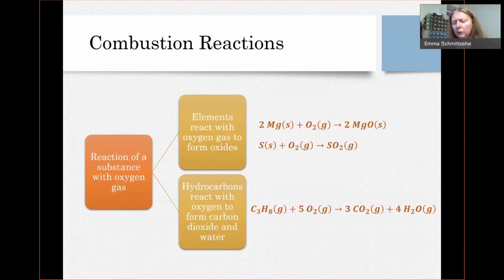Now you could have a more complicated scenario. You could have where it doesn't react completely, so you get some carbon monoxide, or you could have other elements in your organic compound that then form additional products. Okay, but this is the basic type of combustion reaction you would see for a hydrocarbon and for metals and non-metals. Okay, but you should always think oxygen when you're dealing with a combustion reaction, that one of your reactants is oxygen.